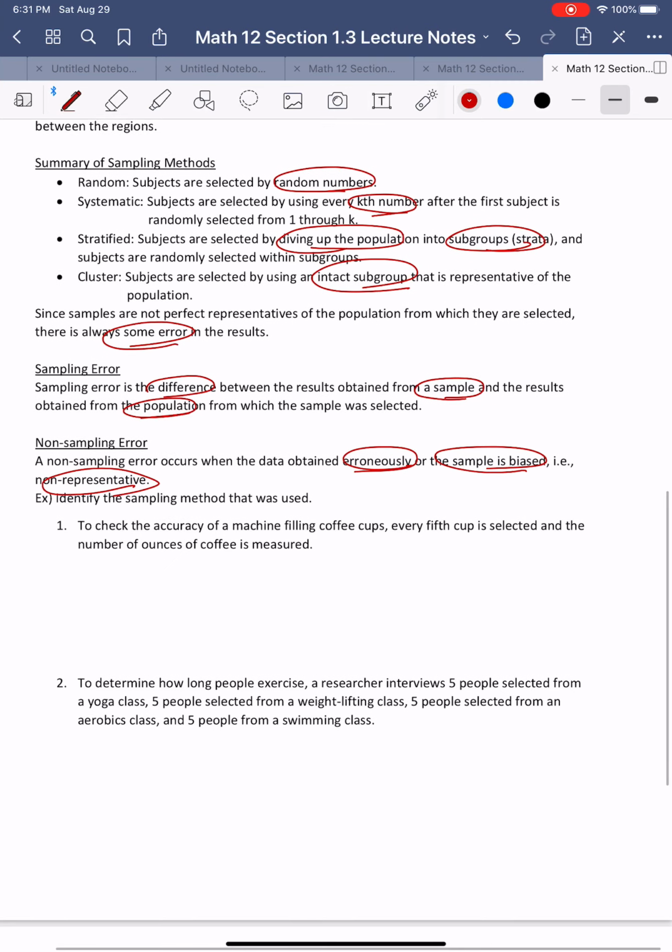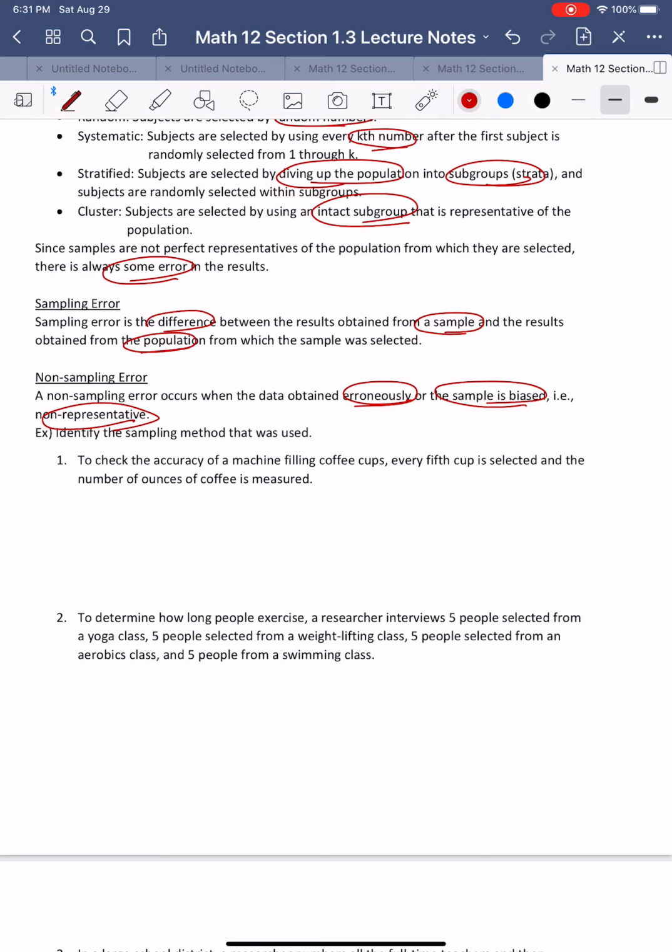Identify the sampling method that was used. Number one: to check the accuracy of the machine filling the cups, every fifth cup is selected and then the number of ounces of coffee is measured. Since it's every fifth cup, it's going to be systematic.